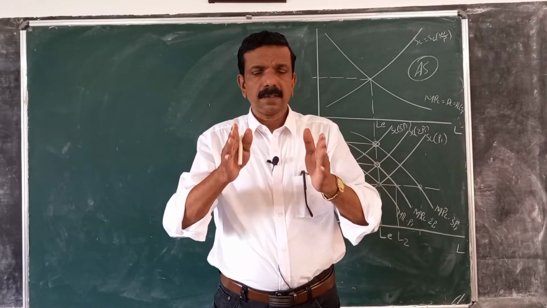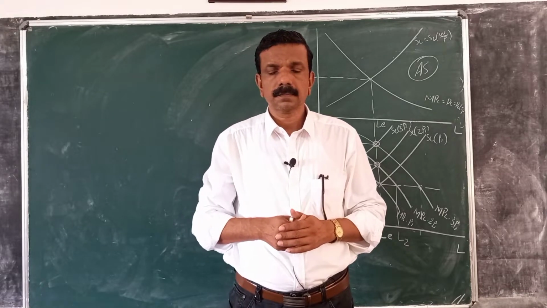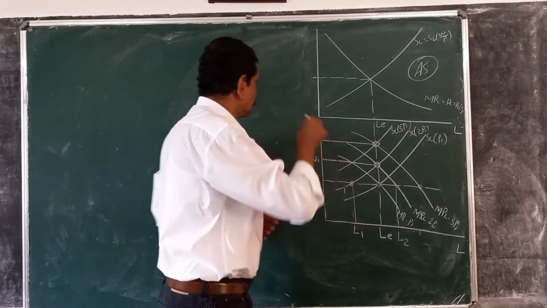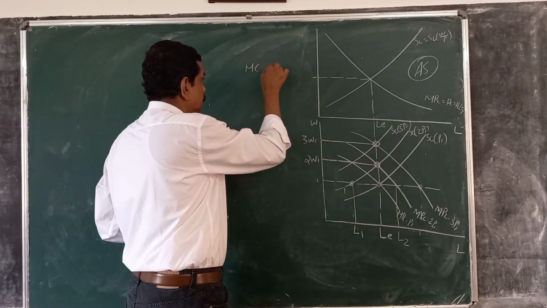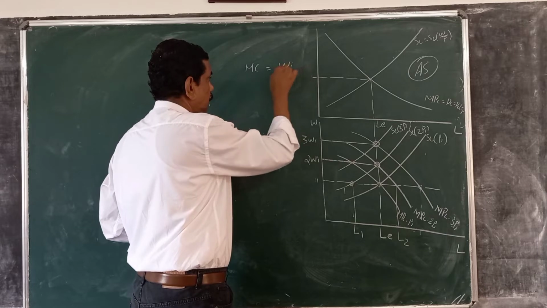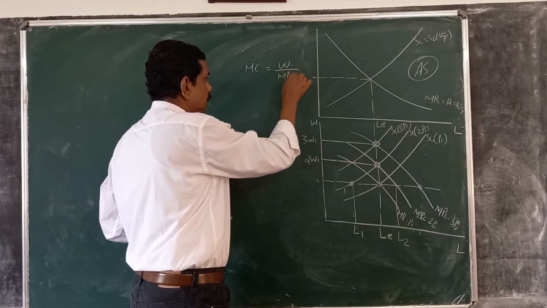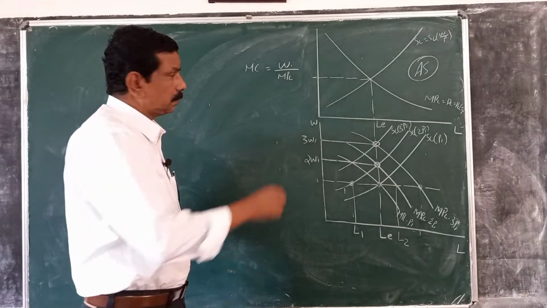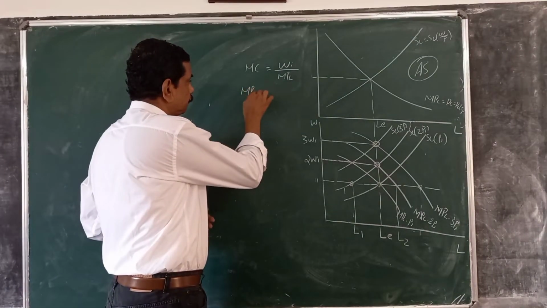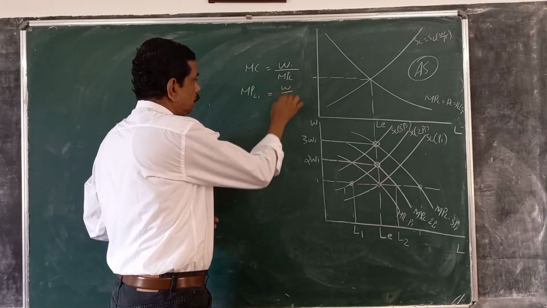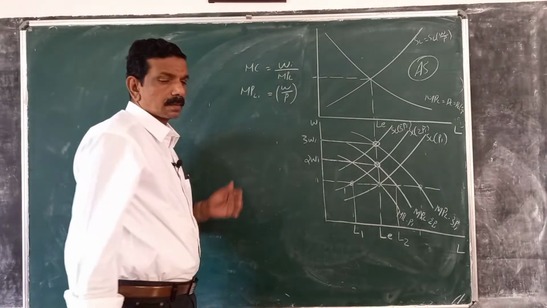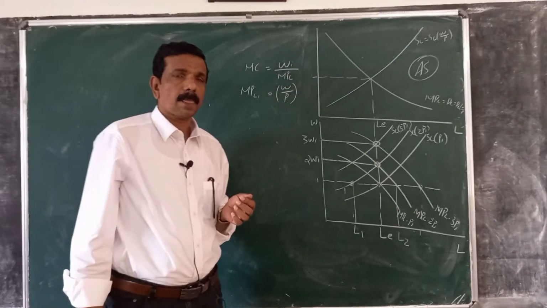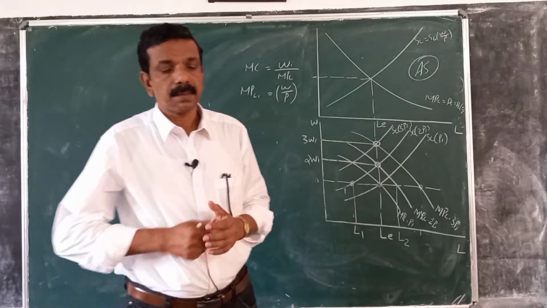And for a perfectly competitive firm, profits are maximized when MC is equal to W by MPL, as we have discussed earlier. Also equal to MPL is equal to W by P. These two equations are identical from our derivation in a previous class.